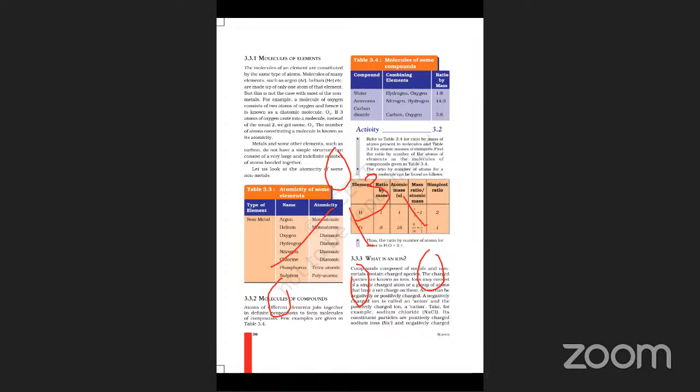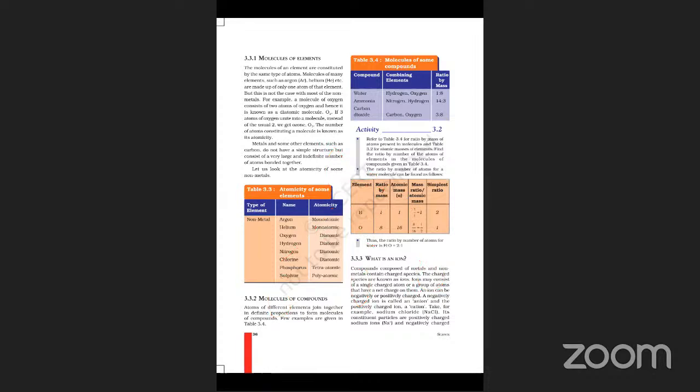So tell me, what is the atomicity of O3, ozone? Sir, 3. So 3. What is the atomicity of the chlorine molecule, Cl2? Sir, 2. So 2. If it is 1, it is called monoatomic. If it is 2, it is called diatomic. If it is 3, it is called triatomic, 4 is tetra, and like that.